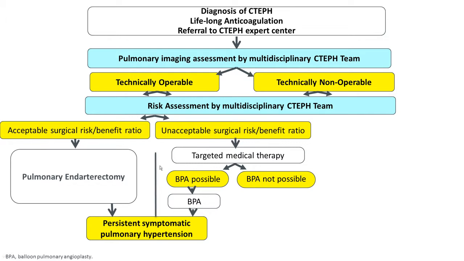And then there's a way back to the targeted medical, and lung transplantation is even further out in the algorithm. And of course, there may be a sidetrack to targeted medical, maybe BPA first and then targeted, or the other way around. This is still to be defined, and I'm very, very anxious to know. Thank you.